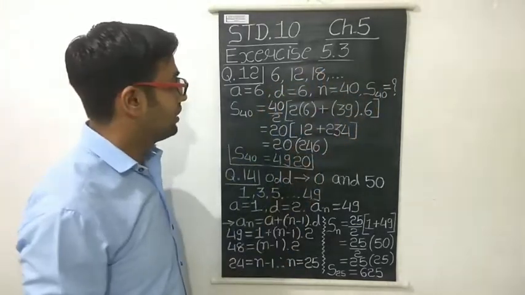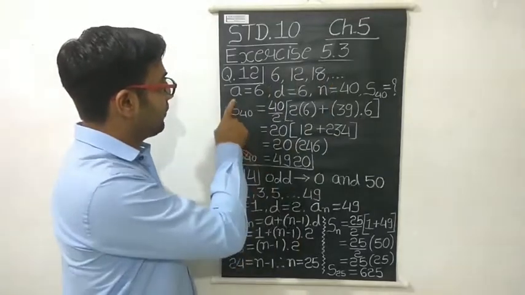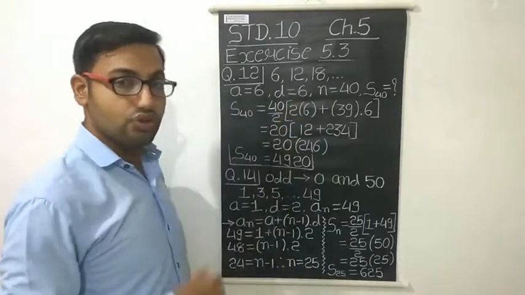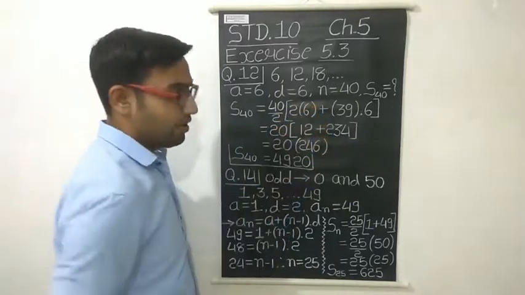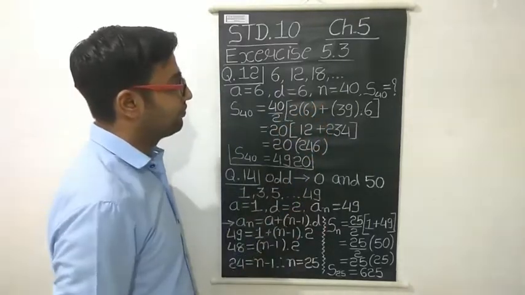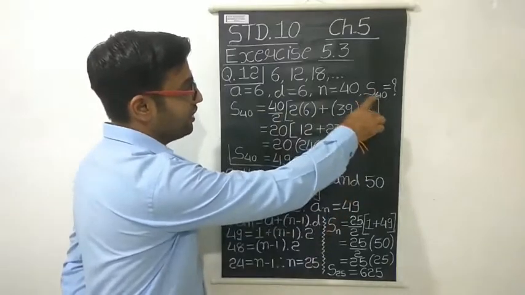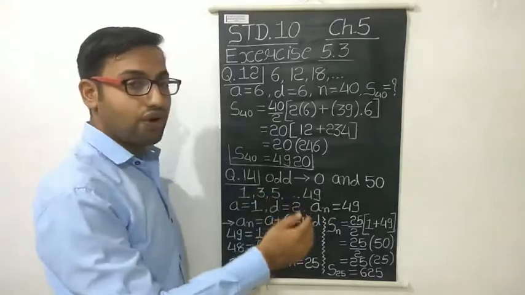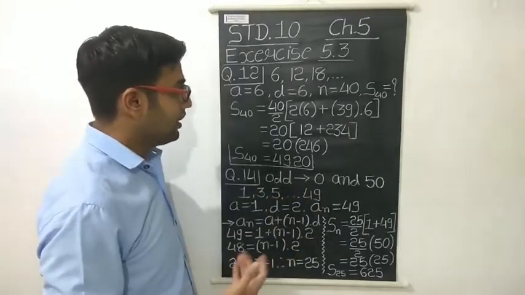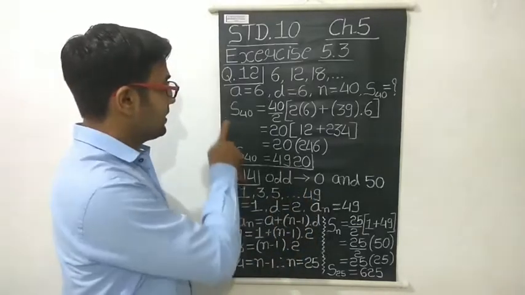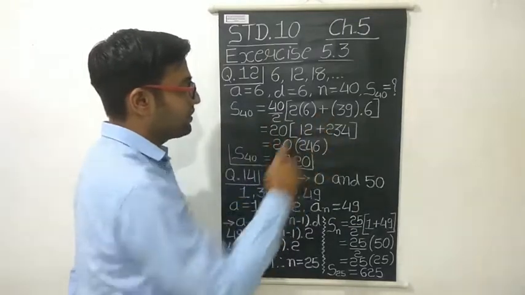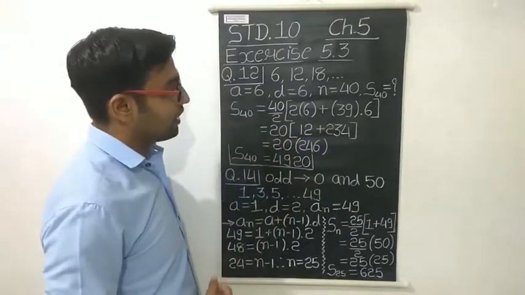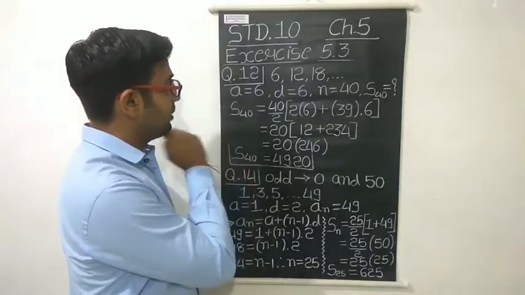up to 40 terms. So for this AP, we have the first term a is equal to 6. Common difference d is also 6. Number of terms n is equal to 40. And we have to find out S40, that is the sum of the first 40 terms. Okay. So here you can use the formula, that is Sn is equal to n by 2 times (2a plus (n minus 1) into d). Now it is not needed to write down the formula. We can directly put in the values.